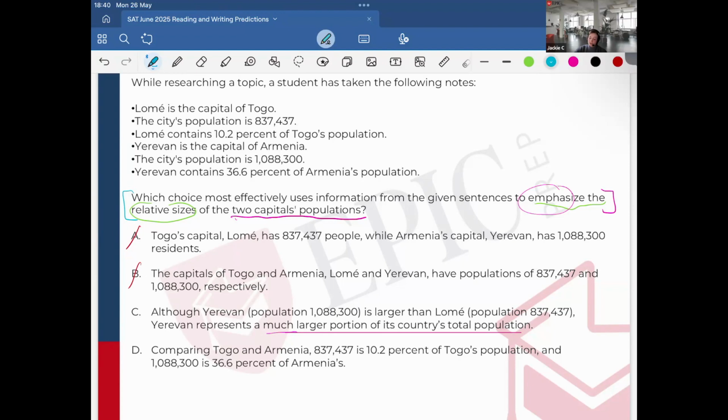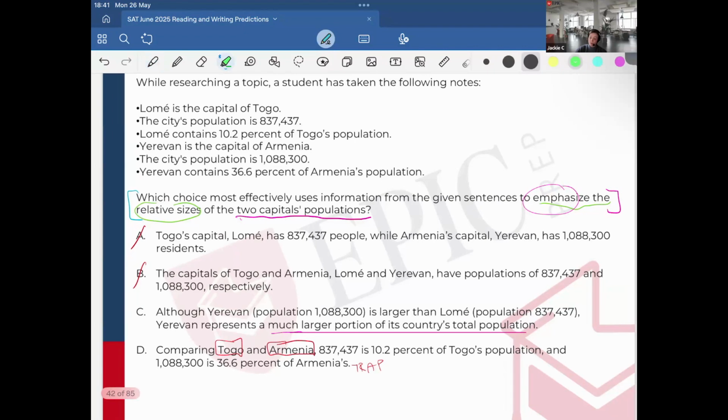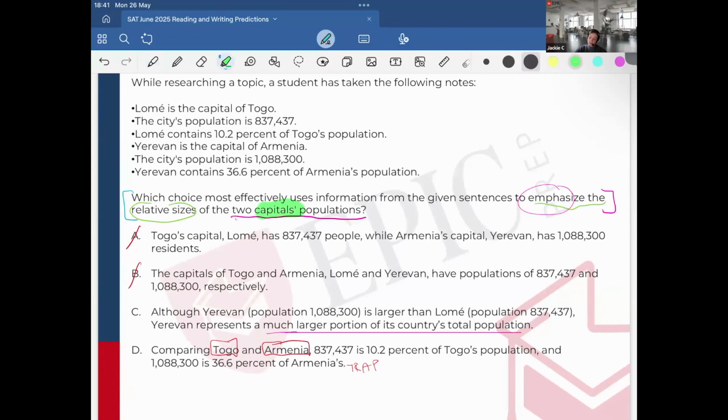I like that. And D, comparing Togo and Armenia, 803,437 is 10.2% of Togo's population, and 1,088,300 is 36% of Armenia's. So this could also be a popular trap. However, this is talking about Togo and Armenia. This is two countries. I'm asked to compare the two capitals, and therefore C would be our winner.